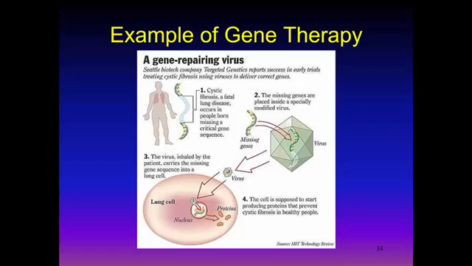fix the problem. So one of the ways they're doing this is by infecting you with a virus that has the bad genes taken out and the good normal gene put in, and the virus goes into the cell and puts that gene back into your genome. They're using this to actually treat cystic fibrosis, hoping that they could use this to fix other genetic diseases.